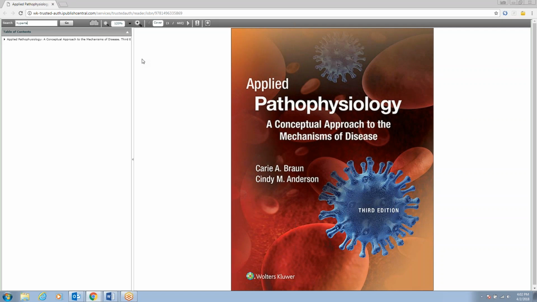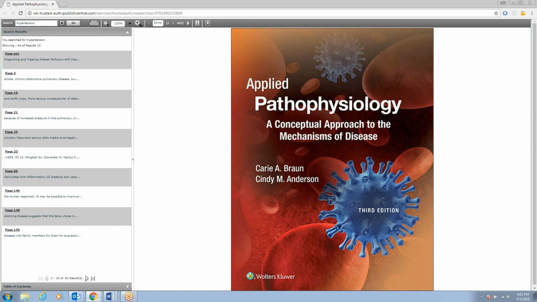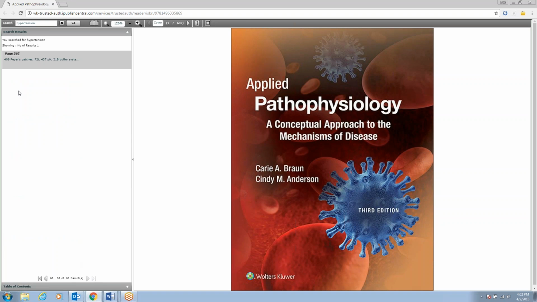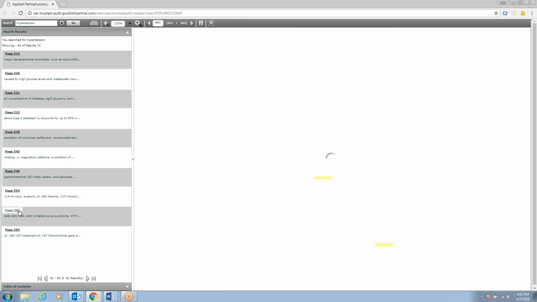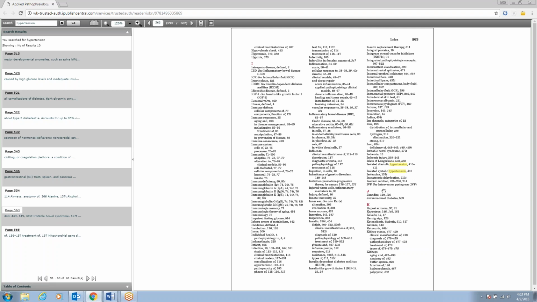So I love ebooks because you can just search anything. You don't have to look too much. Hypertension. Okay, so here we have everywhere in the book where it actually talks about hypertension. But I usually go to the index first because then I can see where's the main area for the hypertension. 410. 410 is going to be my main page to find about hypertension.